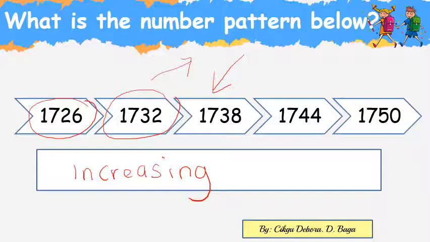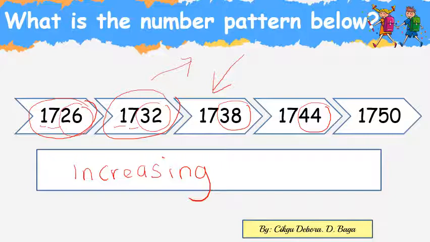So we can see here in the thousands and hundreds place value, the number is the same. The only change here is the number in the tens and ones. So that means, as you can see, from 26 to 32, 32 to 38, 38 to 44. So we need to identify 26 to 32. How many should we plus to 26 to become 32?